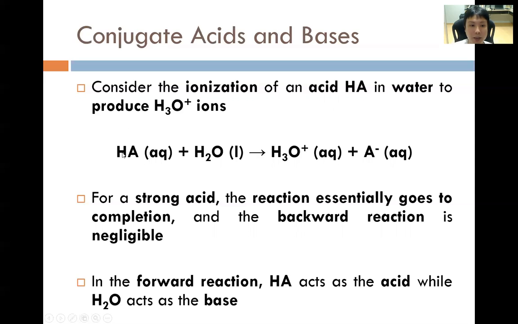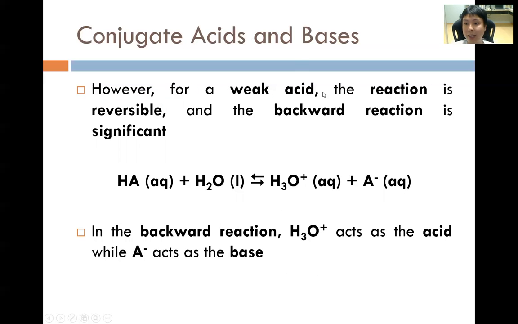In the forward reaction, HA acts as the acid while H2O acts as the base. So going back again to the Brønsted-Lowry definition, the acid donates a proton and the base accepts a proton. When HA donates a proton, it forms A minus, right? So this is the acid. When H2O accepts a proton, it will become H3O plus. So in this case, this is the base, while this is the acid.